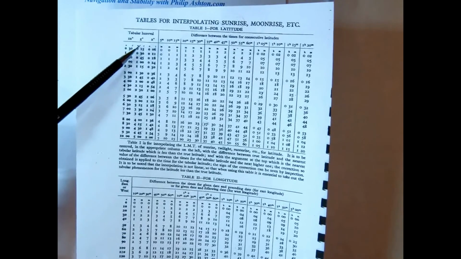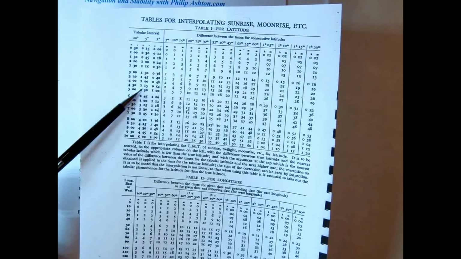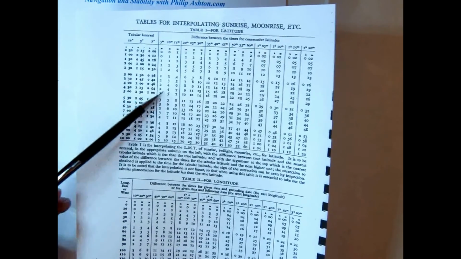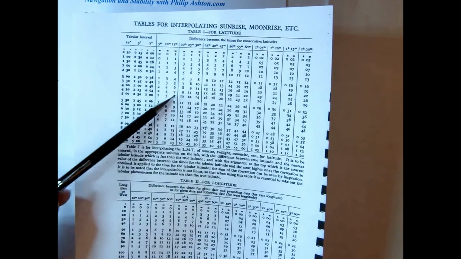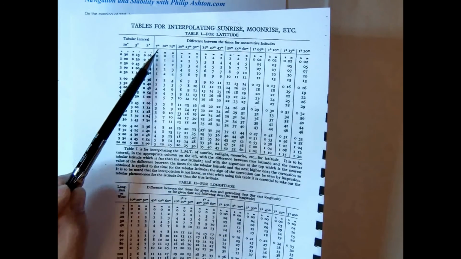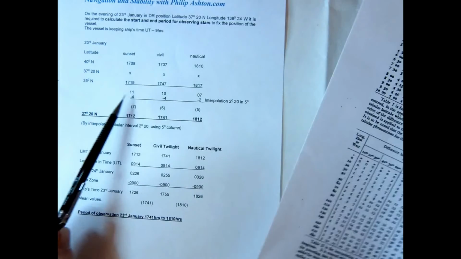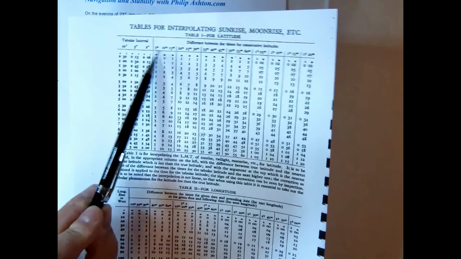So we use the 5 degrees and go down to the nearest to 2 degrees 20, go across and read off the differences there, having looked up the differences between. So we've got 11, 10 and 7, and that's the values we'd look at up here.